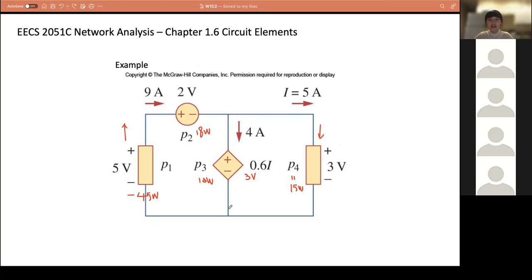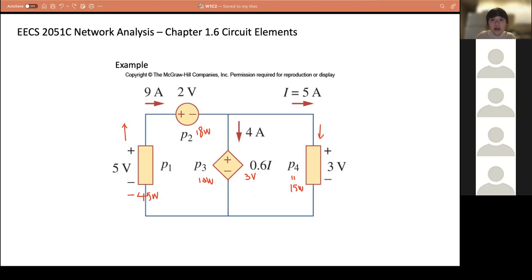And a quick check, if we add all the positive up, 18 watts plus 12 watts plus 15 watts, we got positive 45 watts. Means this circuit is consuming 45 watts, and we have negative 45 watts from P1, which is supplying this 45 watts. Plus this together, 0 watts.